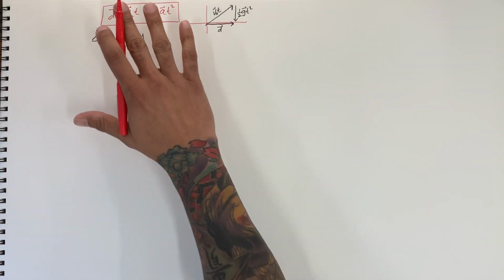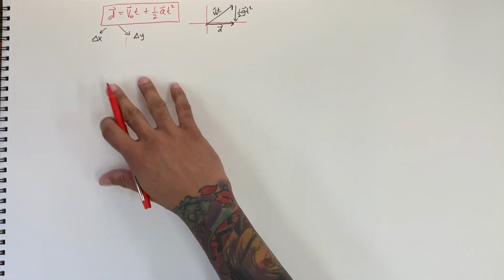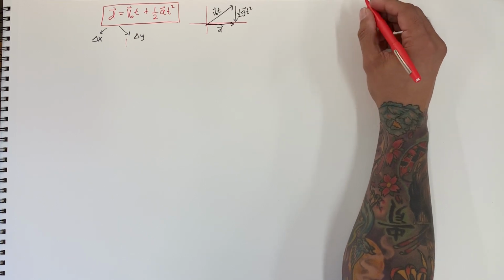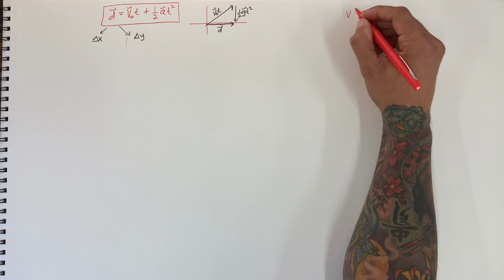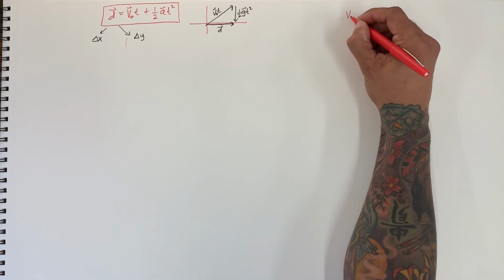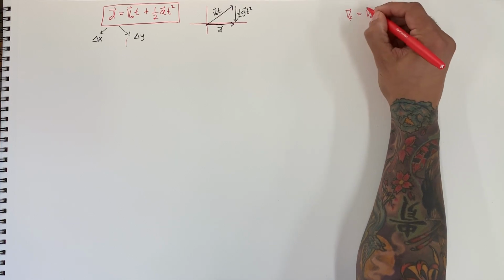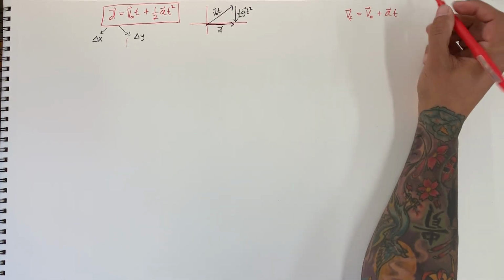All right, so with this vector equation, I want to do 3 examples, and then with the new vector equation that we looked at last video, I want to do 1 example. So velocity final is going to equal velocity initial vector plus a vector t.